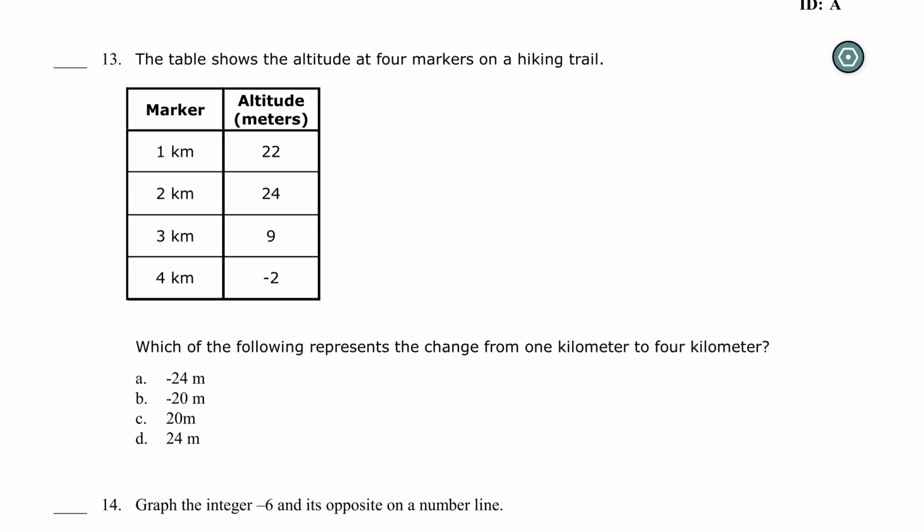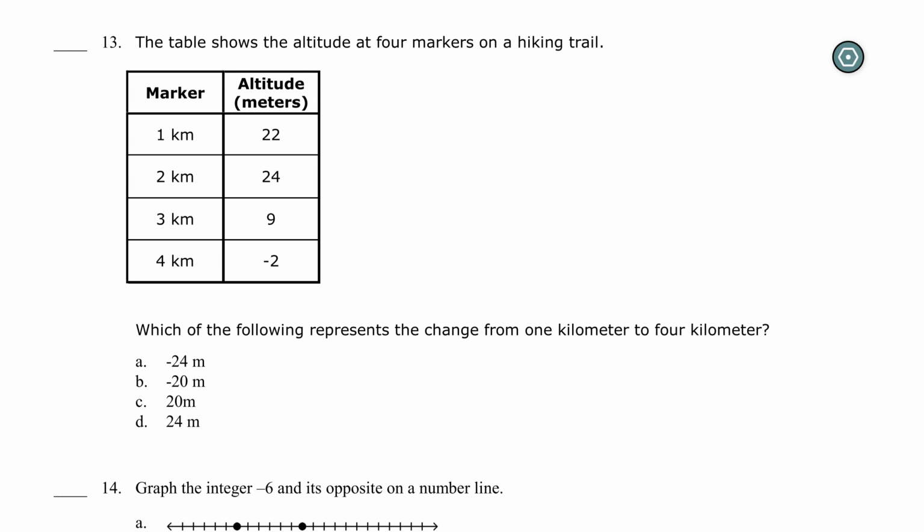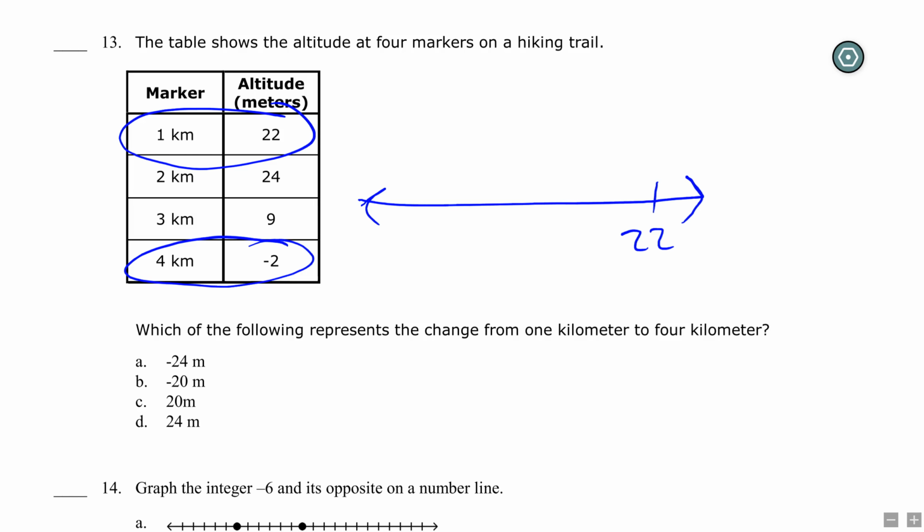Question 13. The table shows the altitude at 4 markers on a hiking trail. The question is, which of the following represents the change from 1 kilometer to 4 kilometers? So again, best way to do this would be to plot it on a number line. From 1 kilometer, I have 22 meters, and then at 4 kilometers, I have -2. And so again, I'll put my 0 on here. You don't have to, but it just makes it a little bit easier to see exactly what we're doing.